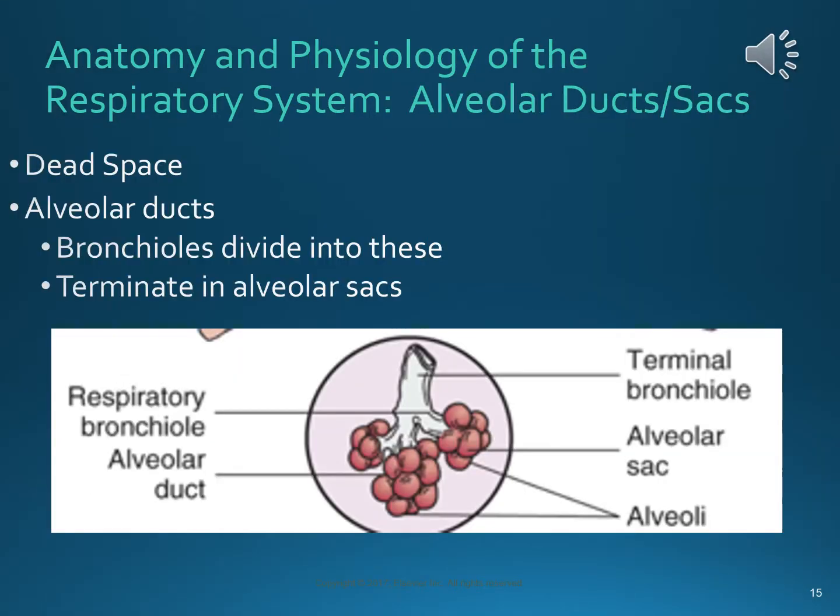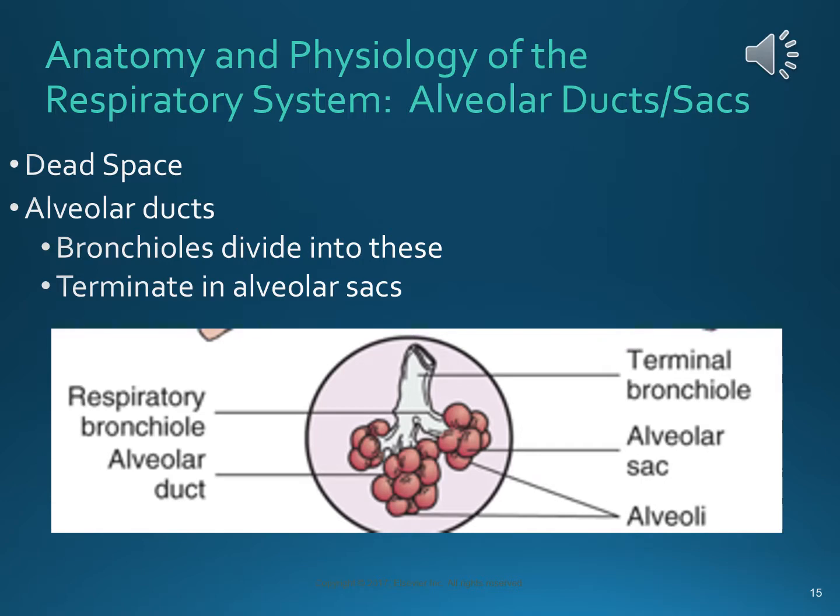You will notice that for all the structures I've talked about before this slide, I've said nothing about gas exchange, just about the movement of air. There's a term known as dead space, and that is the area of the respiratory tract where no gas exchange takes place. That is the mouth, the nose, the pharynx, the trachea, the bronchi, and the bronchioles. That's a lot of space where no air exchange takes place.